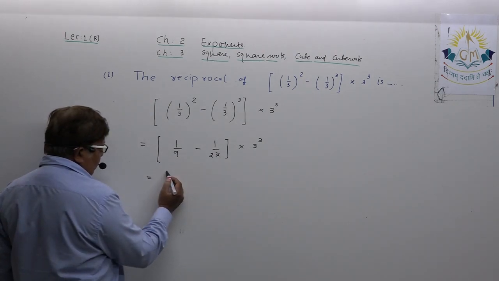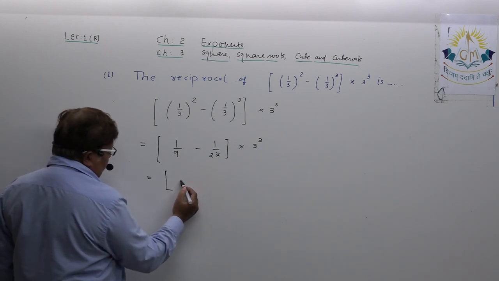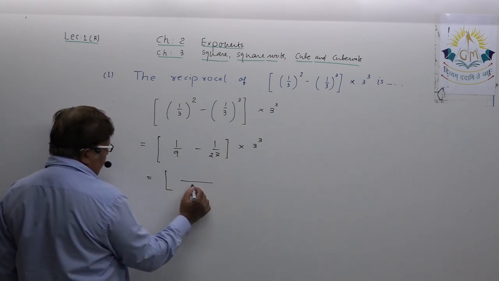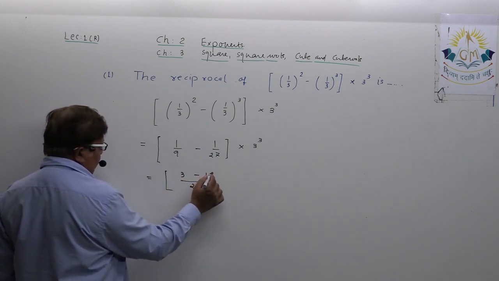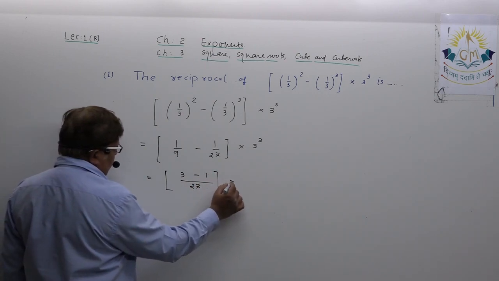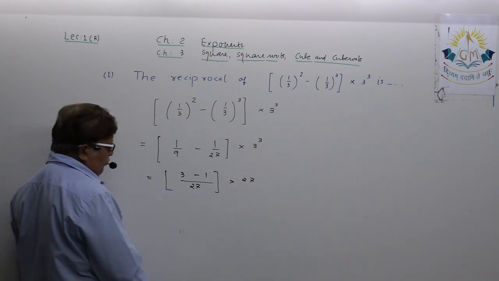Here, as you know, you can simply take the LCM. The LCM of 9 and 27 is 27. 9 times 3 is 27, 27 times 1 is 27, and 3 raised to 3 can be evaluated as 27.